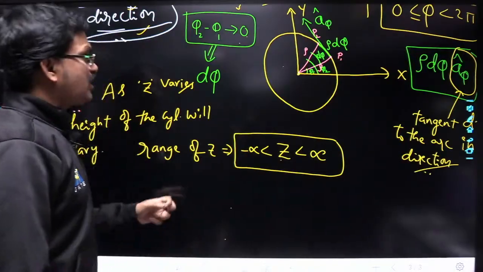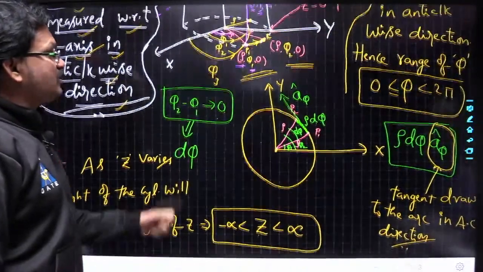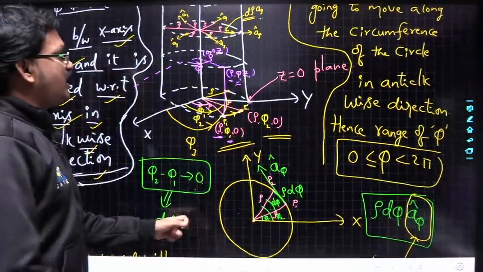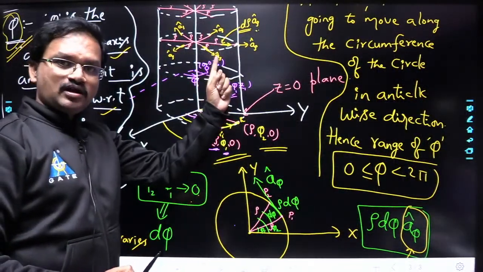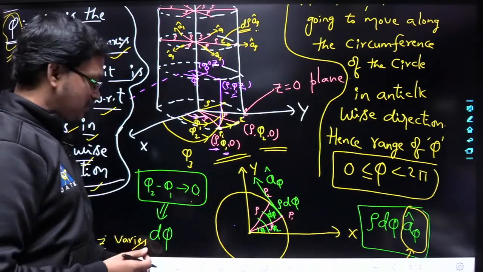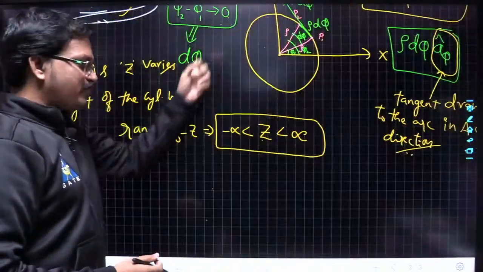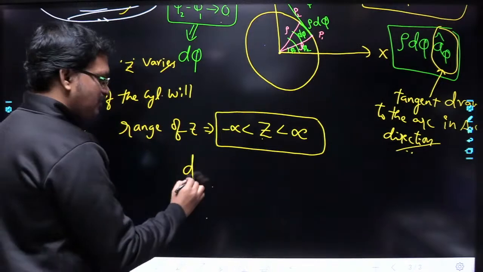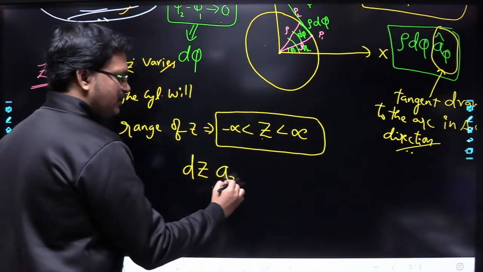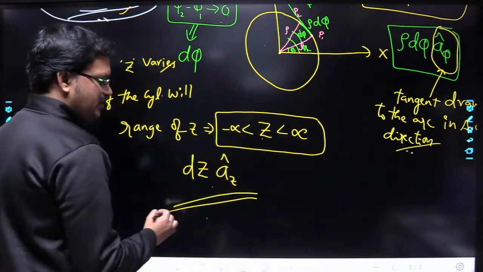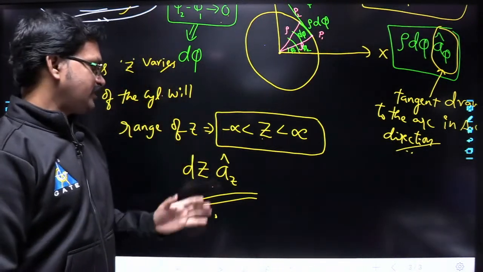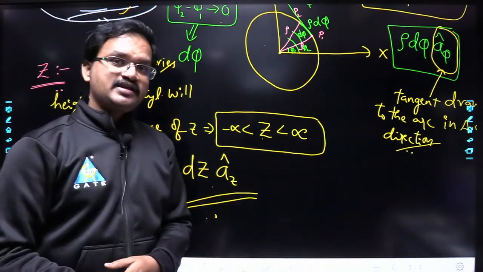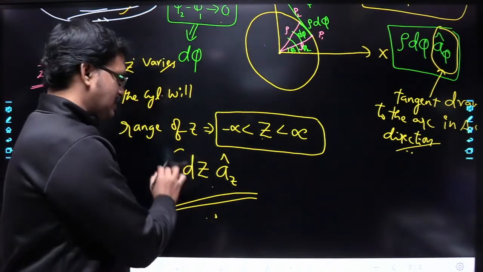Understood? Now, what is the differential length along z here? As you move along z, you are moving along a straight line path. So you can simply represent the differential length along z as dz az cap. So the differential length along z is nothing but dz az cap.